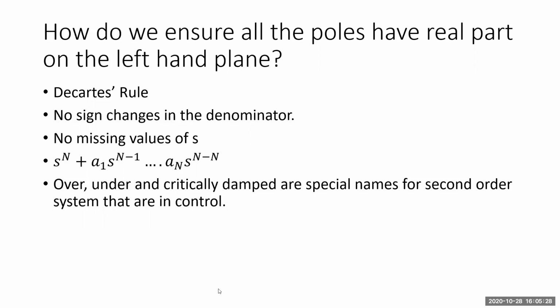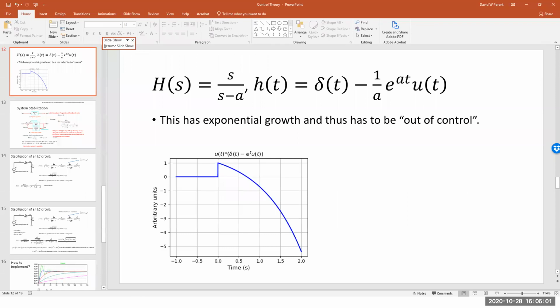So if you look at the denominator, as long as there are no sign changes in the coefficients and there are no missing values of S, then there'll be some real pole. There could be repeated real poles. There could be separate real poles. There could be complex poles or some combination of all the above, but it's going to be in control. It's actually that easy.